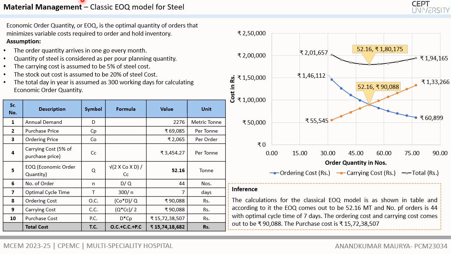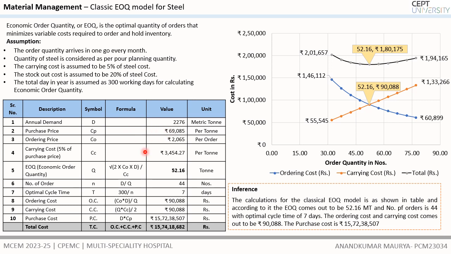Here we are showing the classical EOQ model for steel procurement, where EOQ is the economic order quantity, the optimal quantity of the order that minimizes the variable cost required to order and hold the inventory. The following assumptions have been taken for the calculation of this classical EOQ model: the carrying cost is taken as 5% of the steel cost, the stock out cost is taken as 20% of the steel cost, and the total days of the year are assumed as 300 working days for calculating the EOQ.